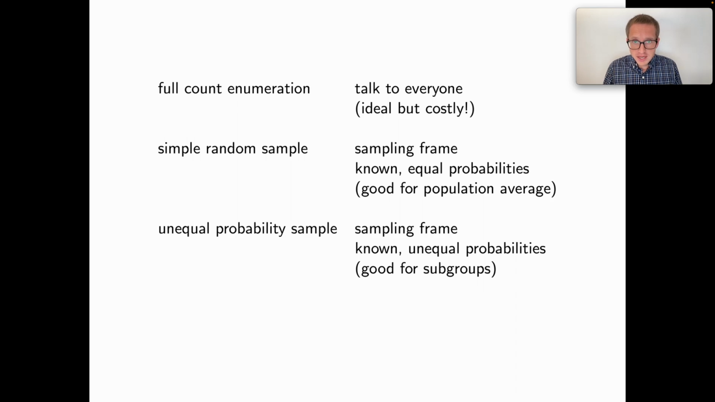So we've now talked about 3 ways to draw a sample. Full count enumeration is talking to everyone. Then you get the answer in the population and the answer in all the subgroups. You have no uncertainty. This is really ideal but also quite costly. We then talked about simple random sampling, where every person is sampled with known equal probabilities. This is good for population averages. And finally, we talked about unequal probability sampling. This is when every person in the sampling frame is sampled with known probabilities, but those probabilities are different for each person in the population. This is something we might do if we want to know a subgroup estimate, like the proportion with a particular preference among those sitting in the front of the room.